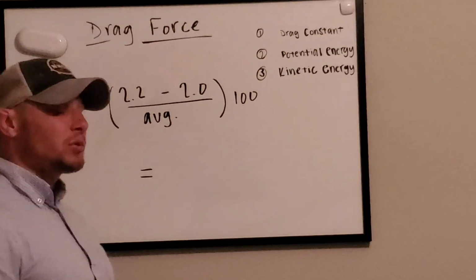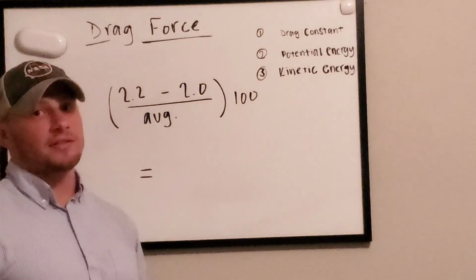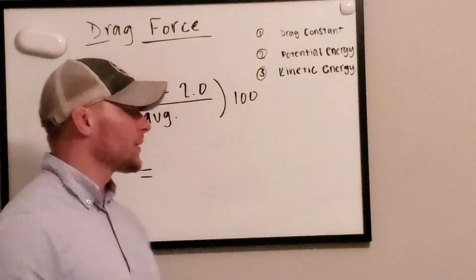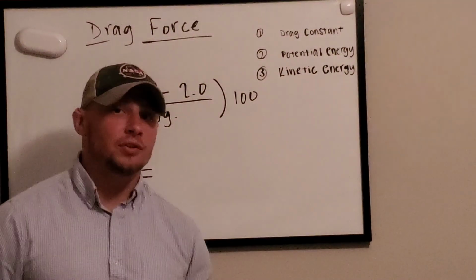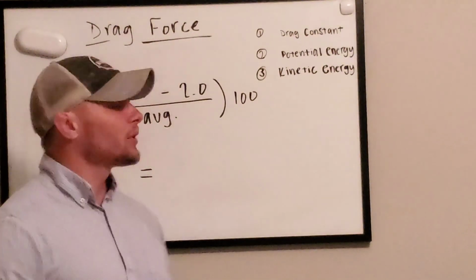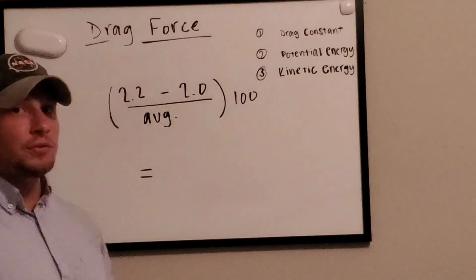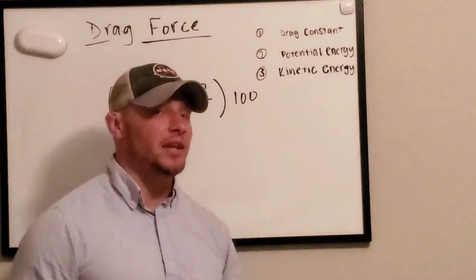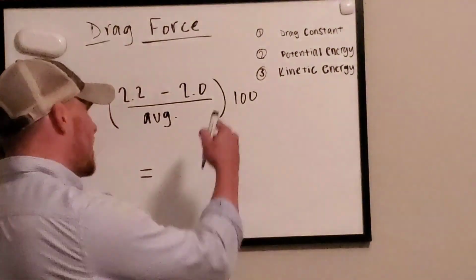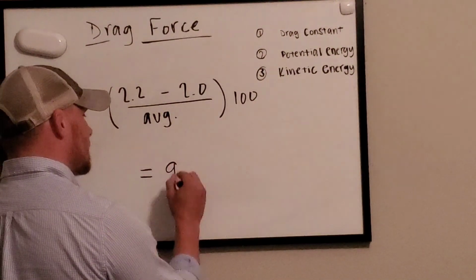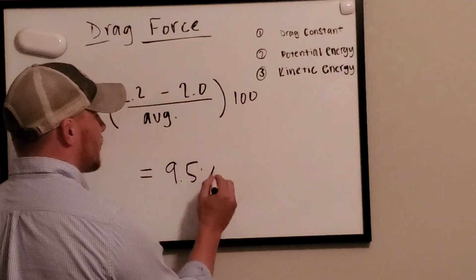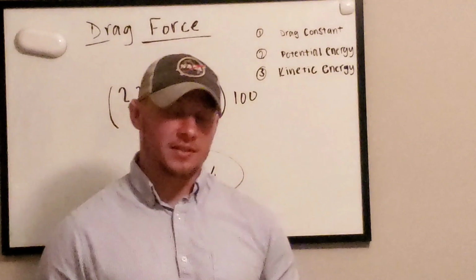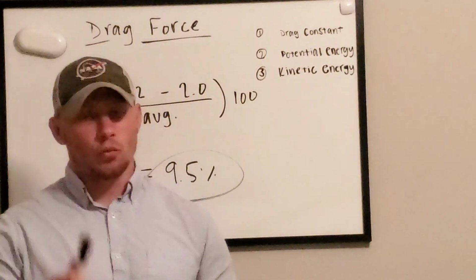The video actually took 2.2 seconds to finish, where the coffee filters reach from the top to the floor. Now in the computer model, it took 2 seconds. Now we're going to subtract those two numbers, divide by the average, and multiply by 100 to get a percent difference. That actually comes out to be 9.5%. That is a very good percent difference. Anything under 10% we can work with.